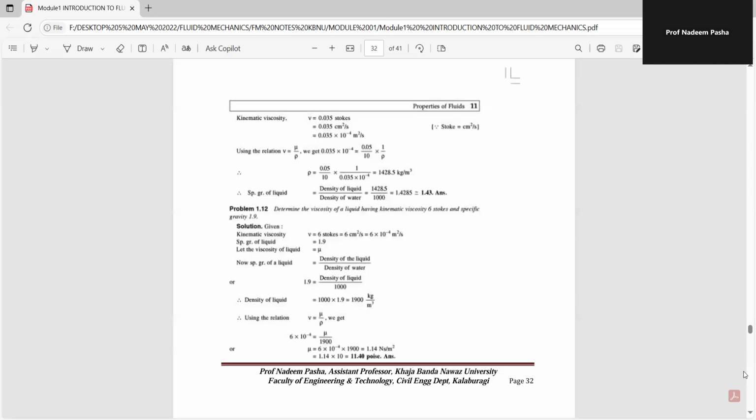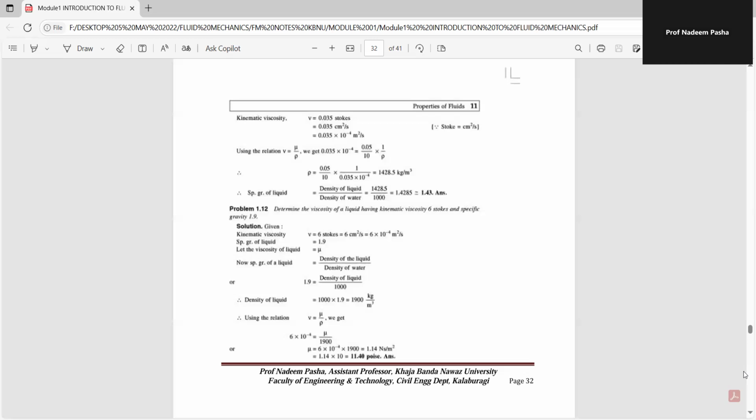Now we will solve one more problem in which we need to calculate the viscosity of a liquid having kinematic viscosity 6 Stokes and specific gravity 1.9. So it is similar to the above problem, only the thing is, in the first case, both types of viscosity were given to you and you needed to calculate the specific gravity. Here, one type of viscosity and specific gravity is given. You need to find out the other type of viscosity.